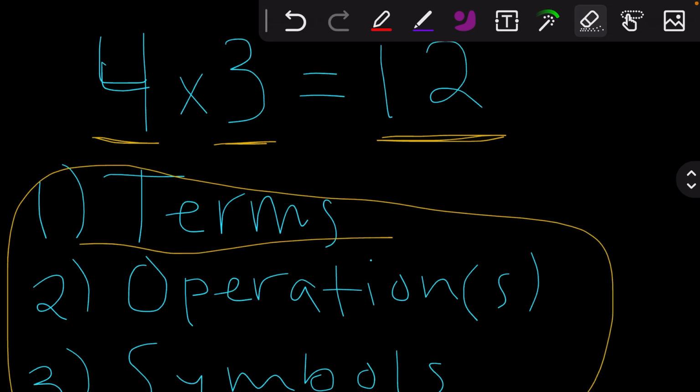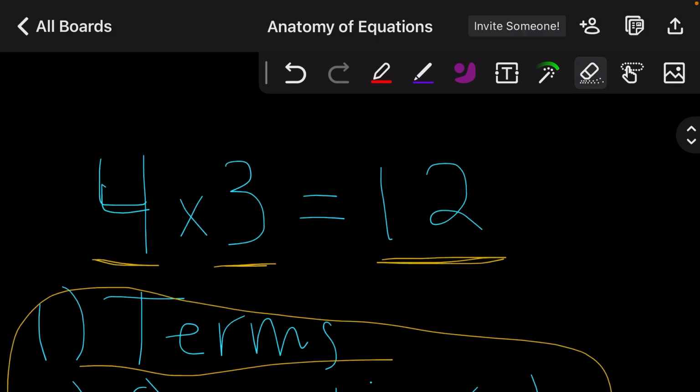The second thing that we want to identify is the operation in the equation, or the operations. There's only one operation in this particular equation, and that's this multiplication operation. Operations are going to be addition, subtraction, multiplication, and division. And later on in the anatomy series, we'll talk about the different ways to write multiplication, because we could write this in a different way. We don't have to write that X symbol. But we'll deal with that in a later video.